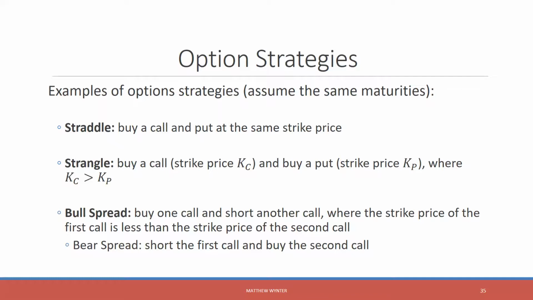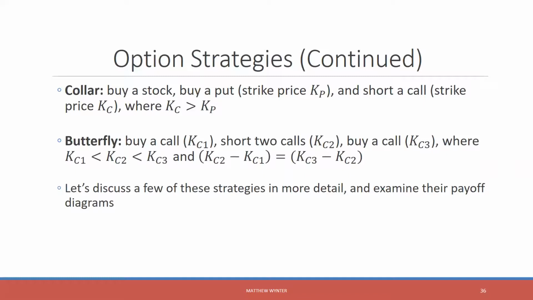So the first is going to be called a straddle, where we're going to buy a call and a put with the same strike price. The next is a strangle. We're going to buy a call and we're going to buy a put, but the call and the put are not going to have the same strike price. Our put is going to have a lower strike price than our call. We're also going to look at spread trading. So spread strategies. There's a bull spread where you buy one call and you short another call. There's a bear spread where you short the first call and buy the second call. And remember, every time you short the call, you earn the premium.